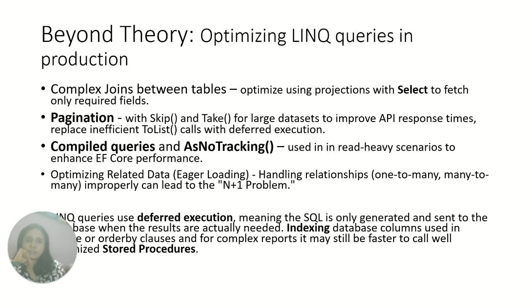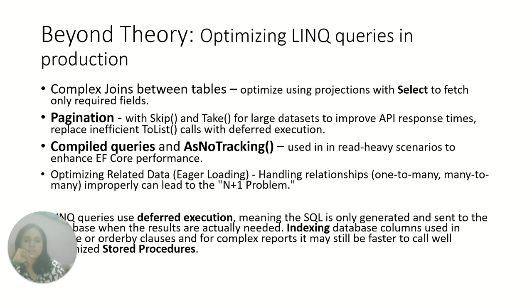This slide outlines optimizing the database or the LINQ queries. So we can use projections for EF Core, which select to fetch only the required fields where we have complex joins using multiple tables. Pagination is important for large data sets to improve API response time with the deferred execution. For read-heavy queries, we can use AsNoTracking to improve EF Core performance. And for related entities, we can avoid the N+1 problem with EF by using eager loading, say Include.